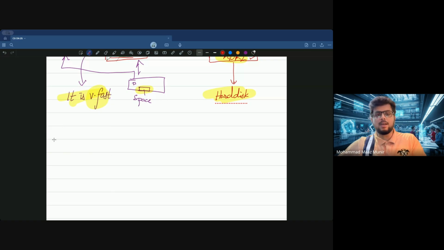Now look, there is one more thing in your RAM. RAM is volatile. When I say volatile, what do I mean by volatile?